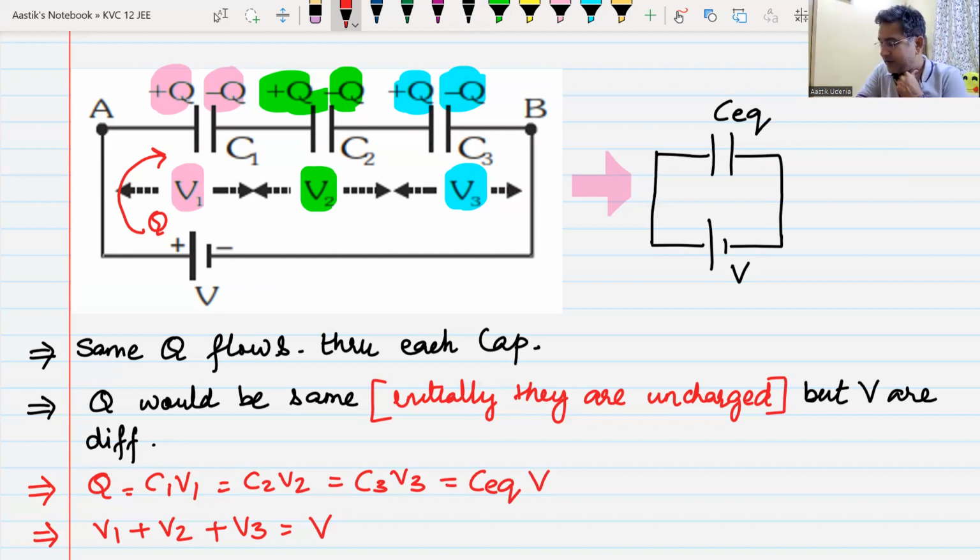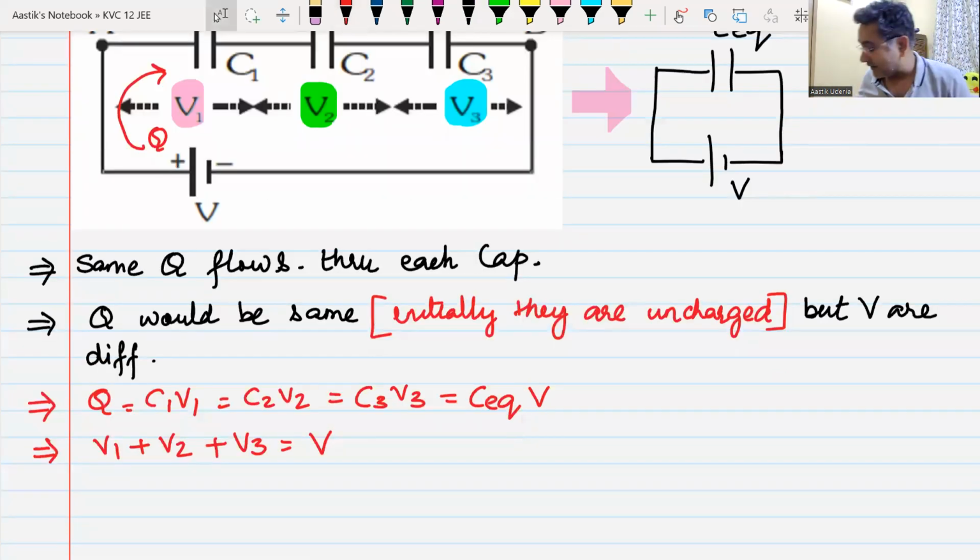How do I find the value of this C equivalent, anyone? C1 plus C2 plus C3. C1 plus 1 by C2 plus 1 by C3. Whatever comes to our mind, let it go. Remember, we are not playing Kaun Banega Crorepati here. We are trying to understand physics.